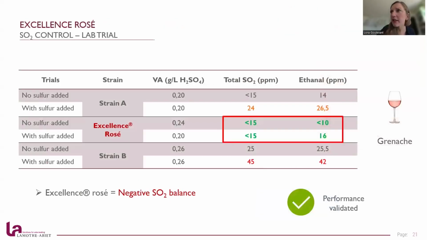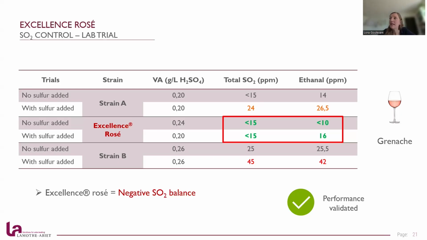So here is a trial where we compared two different strains and the addition or not of sulfur. For example, on the strain A, we fermented without sulfur, and then we fermented with 20 ppm of SO2 added on the must. And then we did the same thing with the Excellence Rosé and the same thing with the strain B.